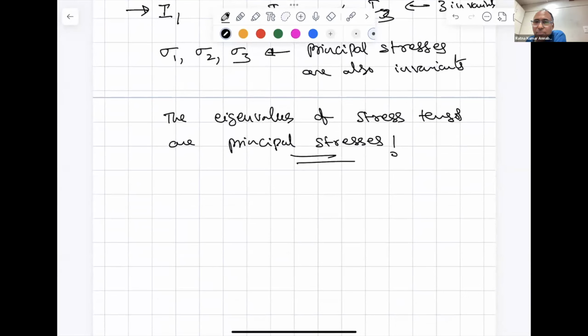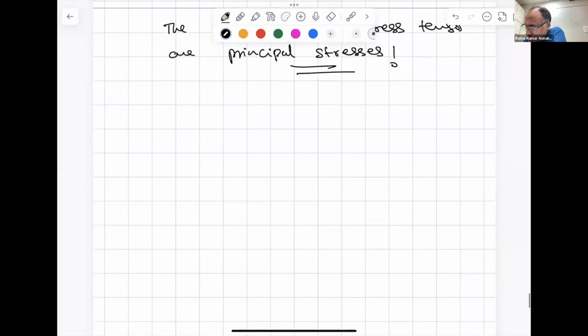So do you know what is the meaning of eigenvalue? Okay, let us look at this. What do you mean by eigenvalue? Suppose you have a matrix A, how will you find the eigenvalues of the matrix A? We have learned it in high school.